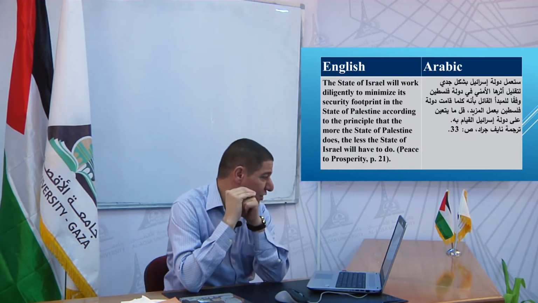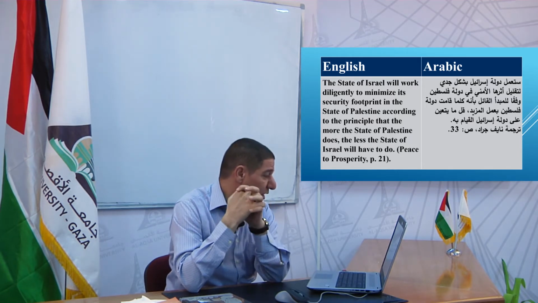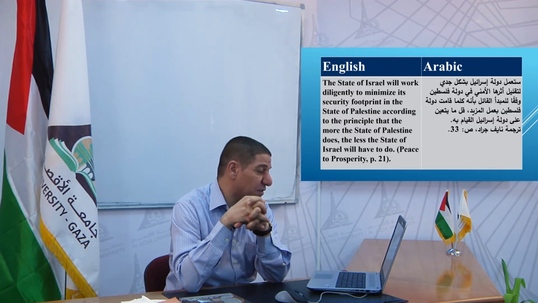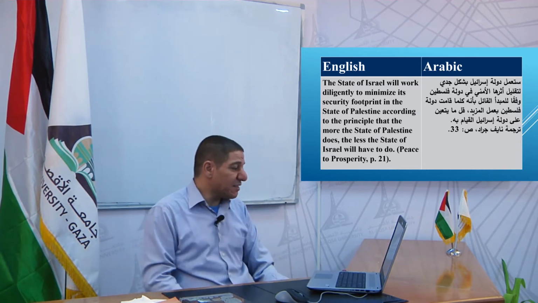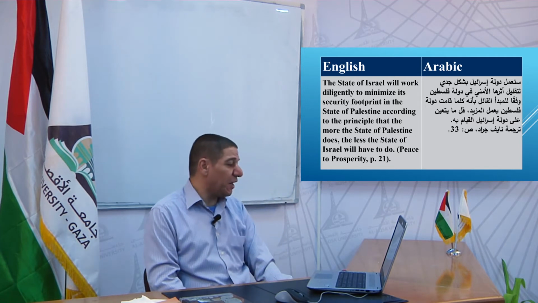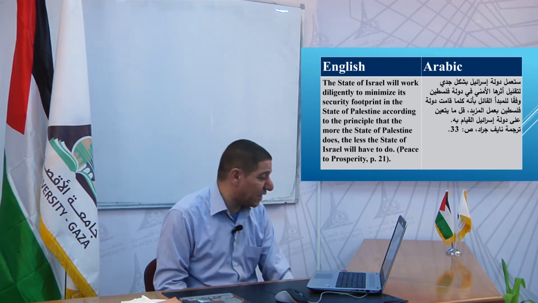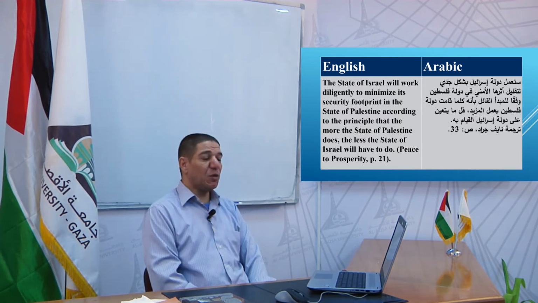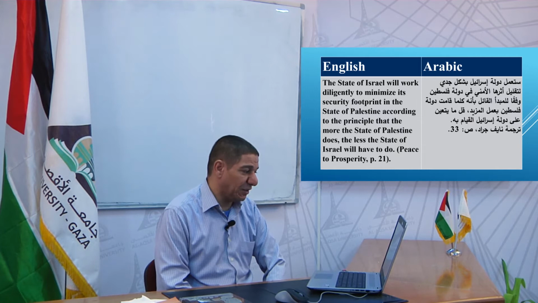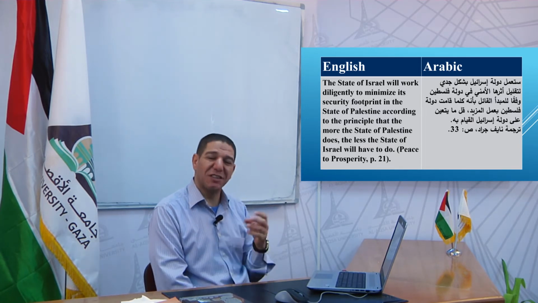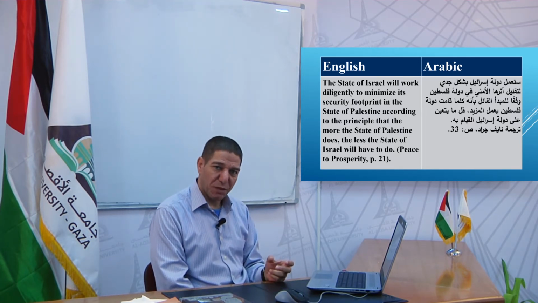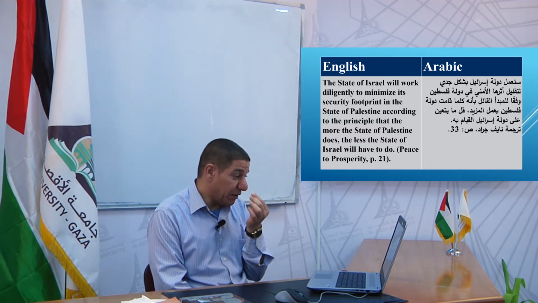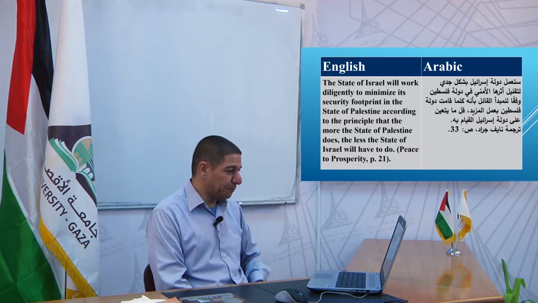So look at the English thing, paragraph here. The state of Israel will work diligently to minimize its security footprint in the state of Palestine, according to the principle that the more the state of Palestine does, the less the state of Israel will have to do. ستعمل دولة إسرائيل بشكل جدي. Diligently. You can see how diligently is translated. Okay? بشكل جدي. And there is a little bit you could say about the translation of diligence here.